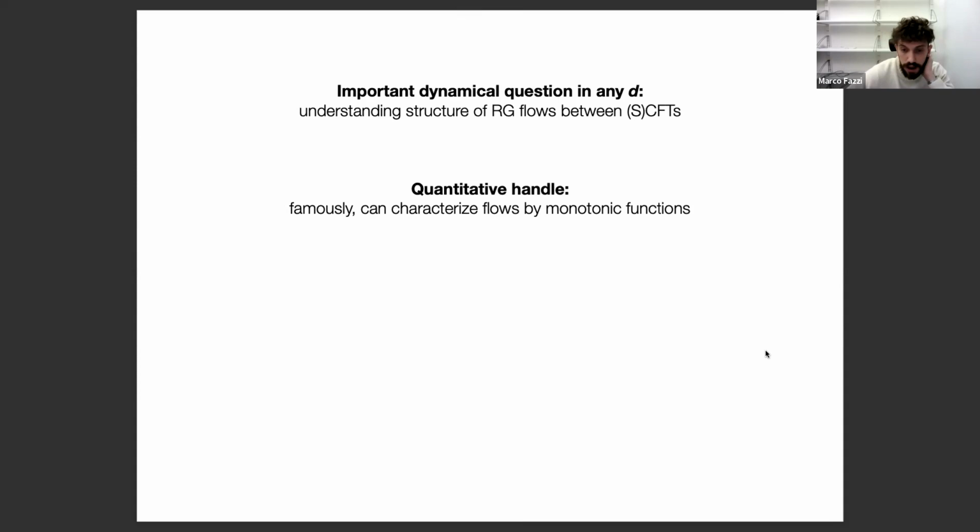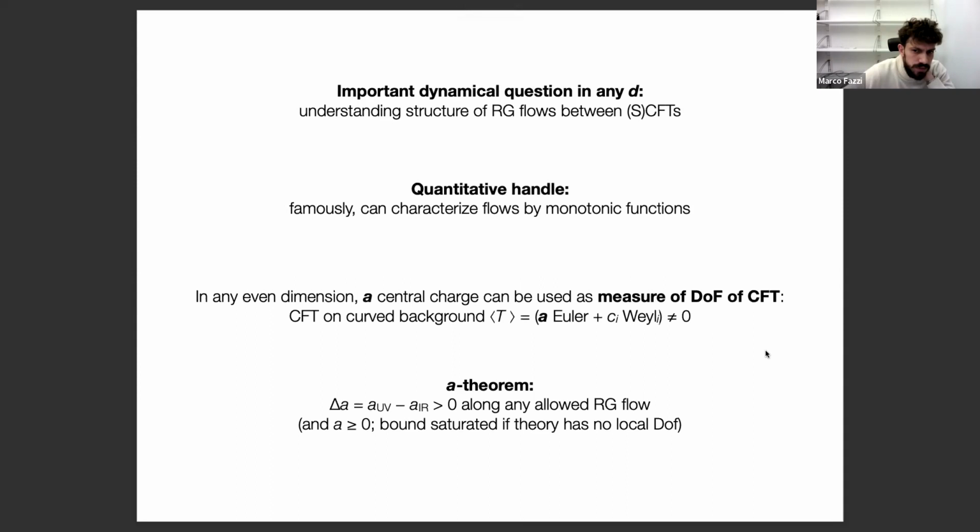In fact, in any even dimension, one such monotonic function is the so-called central charge of the CFT, let me call it A, which has been used to great success as a measure of the degrees of freedom of a CFT, which should reduce along a flow. If you put the CFT on a curved background, you essentially couple it to some background metric, and the one-point function of the stress-energy tensor is not zero anymore. So conformality is broken in some sense. You can parametrize this breaking via certain tensors in the Riemann curvature, and the coefficients are the so-called central charges.